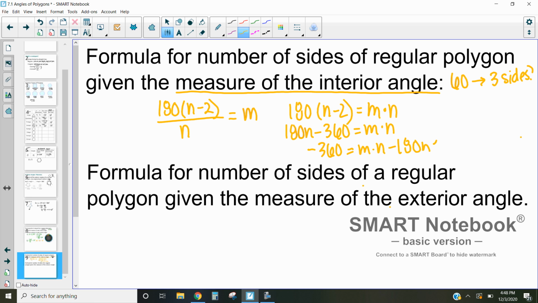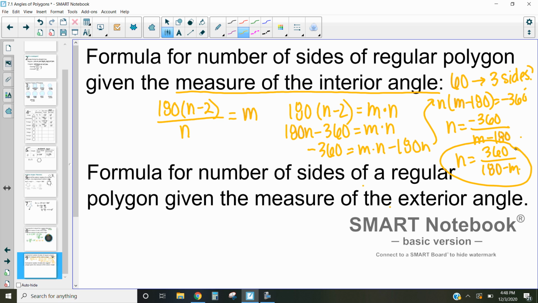And notice how they both have an n here. So what we're going to do is factor that out, and I get n times (m minus 180) equals negative 360. And then we can divide both sides by that m minus 180. So to figure out the number of sides, if they give us the interior angle, we can take negative 360 divided by m minus 180. We also can switch the signs on these, and we can do n equals 360 divided by 180 minus m. And this is the more common expression that you're going to see. But isn't that awesome that we have this formula that we can use for that?